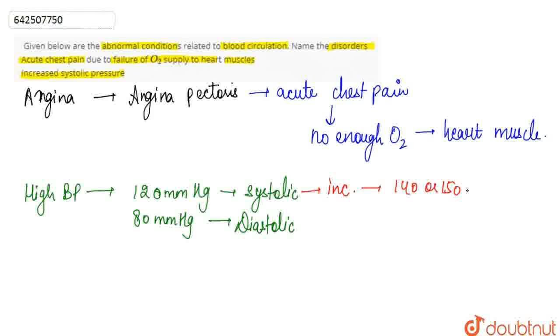It is shown by hypertension. So high BP leads to heart disease. It also affects vital organs like the brain and the kidney. So this is the answer for this question.